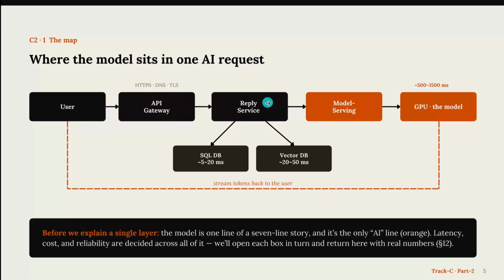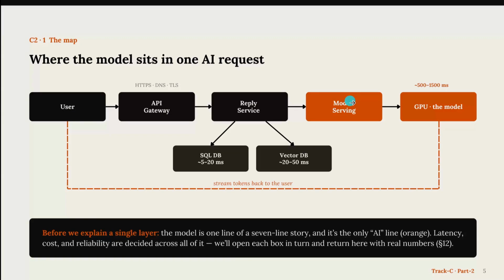And it goes to the ChatGPT reply service, which detects, hey, do I need to query some database? Based on the database, there is some latency. It pulls the data, sends it to the model that is serving, and in the end, there is a GPU, the physical layer on which the whole compute happens. And once this happens, the tokens are streamed back to the user through the model that is serving.